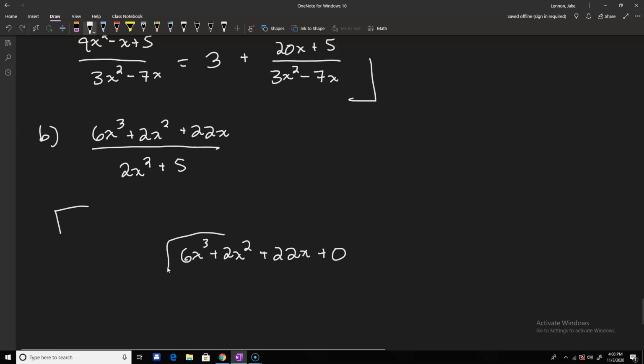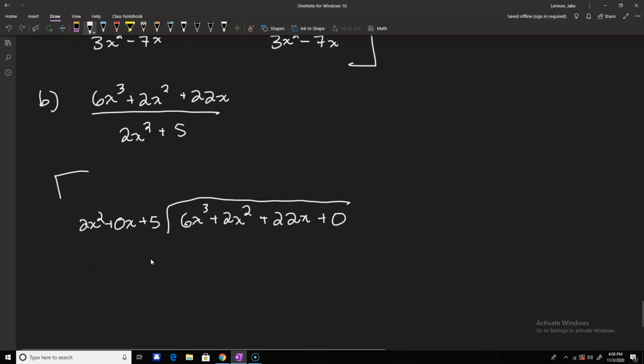And then if you're really particular, you could even write 2x squared plus 0x plus 5 on the outside, just to reinforce the fact that you don't want to miss that 0, that x term that should be appearing in the divisor. So again, I'm looking at 2x squared and how many times that can go into 6x cubed. That would be 3x, and then I multiply it through, I'll get 6x cubed plus 0x squared, let's say, and then plus 15x.